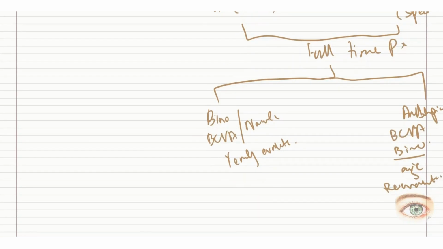The binocularity and BCVA are going to be normal if the astigmatism is less than 5 diopters. If it is more than 5 diopters, there is a high risk of amblyopia, and their BCVA and binocularity are going to be disturbed, and you're going to reevaluate the patient according to his or her age.